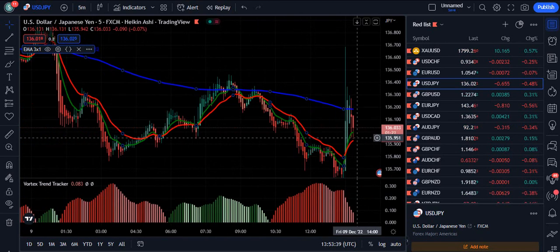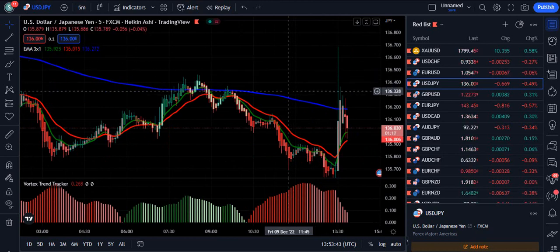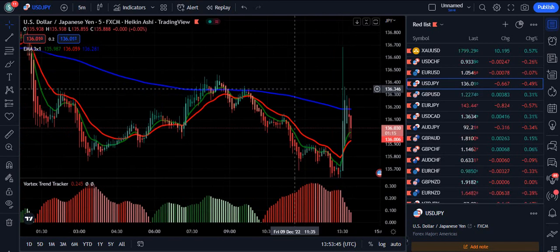Okay guys, this indicator setup is very powerful. Do not ignore this thing because it works very well, especially on the 5-minute time frame. I will show you in today's picture.